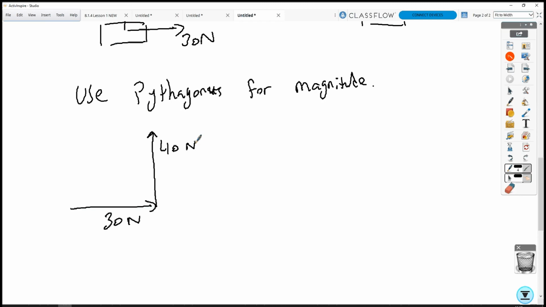And then to complete it, the resultant starts from the beginning of where you are drawing and ends at the end. So the beginning is at the start of my 30 newton arrow, and then it finishes at the arrowhead of the 40 newtons. That's our resultant, F. And our angle, theta, from the horizontal.